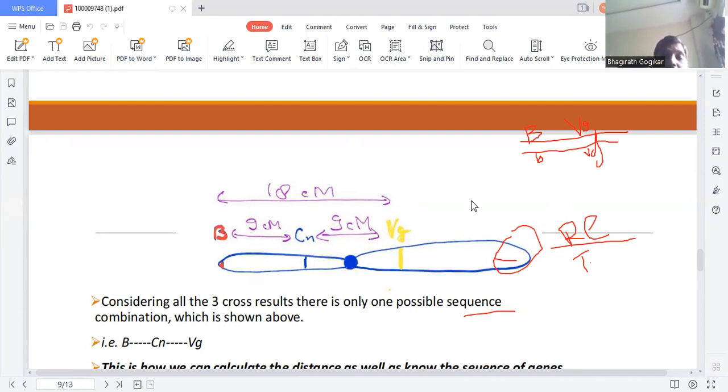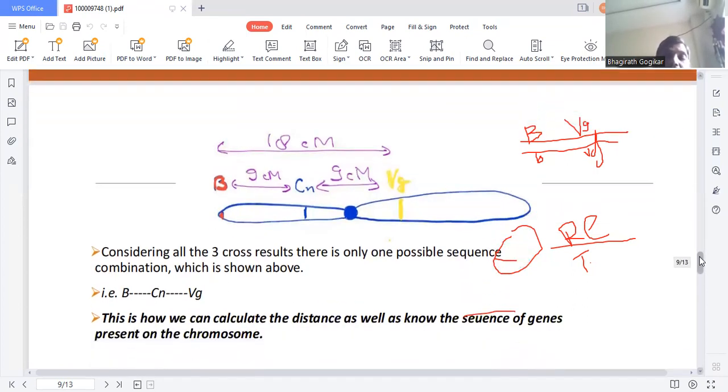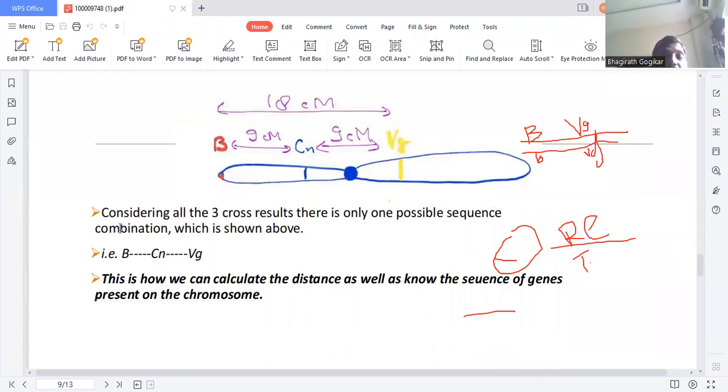So based on that, the linear order of the genes on the chromosome is B, after B comes CN, after CN comes VG. How can you say the CN gene is in the middle? The distance between B and VG is how much? 18 centimorgan. In the remaining cases, we are getting 9 plus 9. So 9 plus 9 is equal to 18. That's why definitely, which gene is in the middle? CN gene is in the middle. Are you followed? Considering all the 3 cross results, there is only one possible sequence combination, which is shown above.